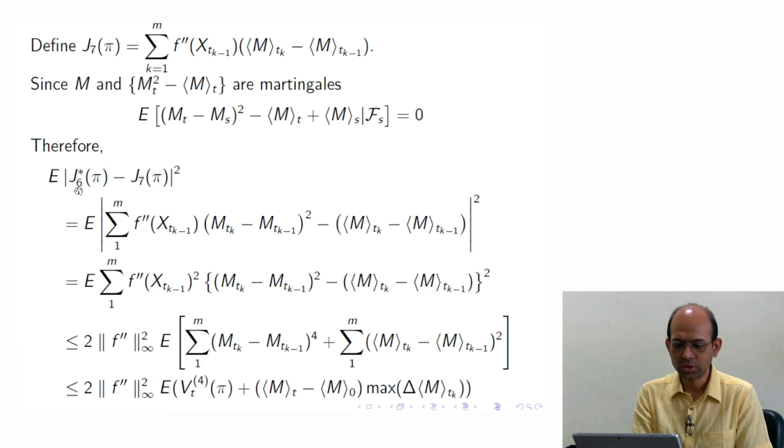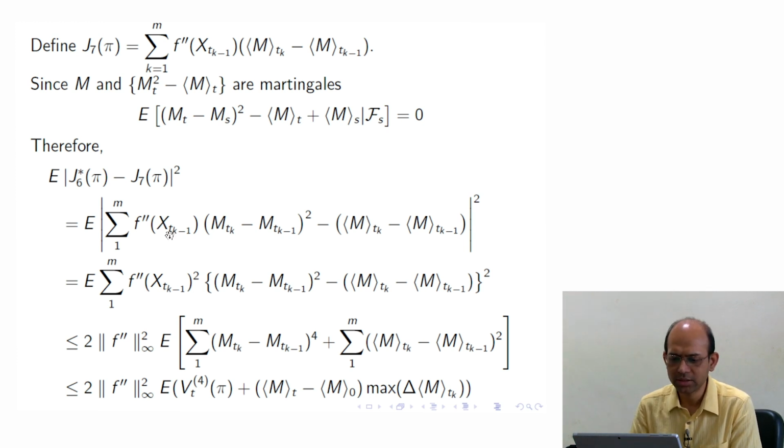Exactly, so J*(π) is like this, (X_{k-1}, M) this whole square, and for J7 we are getting exactly this thing, but now the integrator term is like this. I think some bracket is missing here, so there should be a bracket here and a bracket here. So this is equal to the expectation of the summation from k equals 1 to m. Then we are writing, okay, this is f double prime squared times the (M_{t_k} minus ...) whole square, minus this, the whole thing, whatever I had, this whole square.